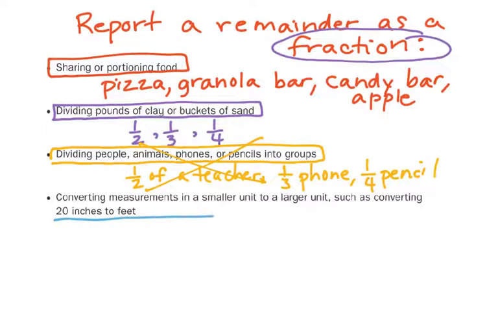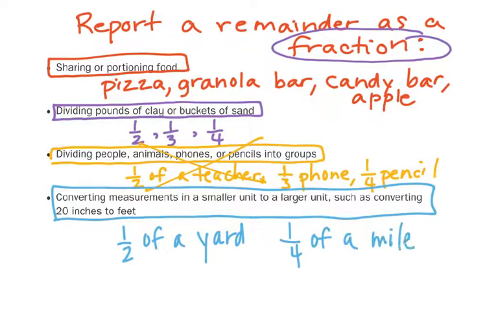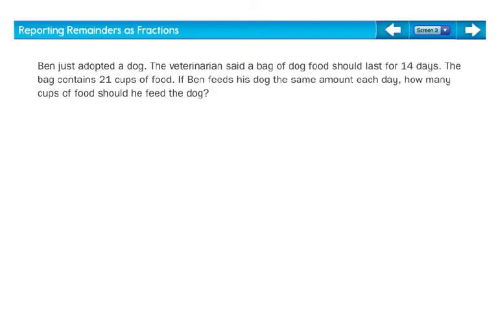Let's imagine we're converting measurements from a smaller unit to a larger unit, such as converting 20 inches to feet. So here we would want to report a half of a yard or 1/4 of a mile. That makes sense to report as a fraction. So keep that in mind. If it makes sense that you can divide up something into smaller parts, report that remainder as a fraction.